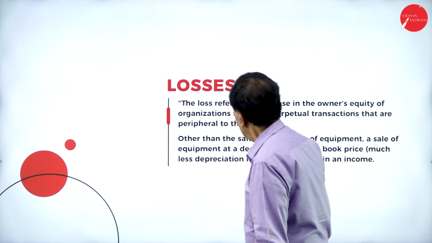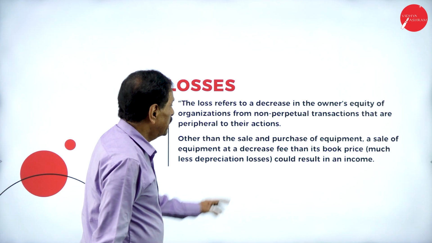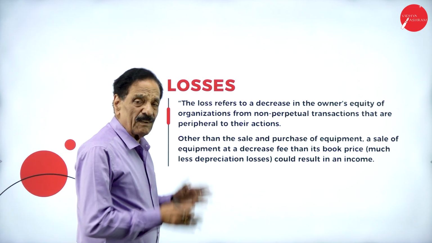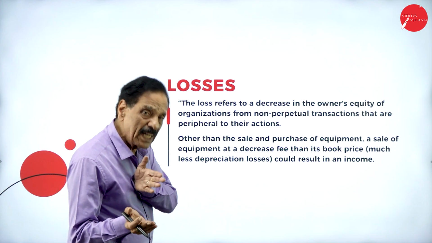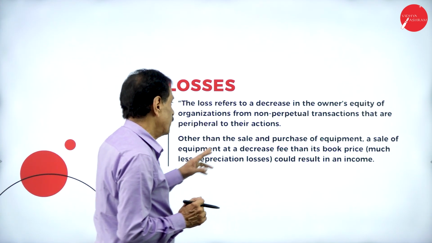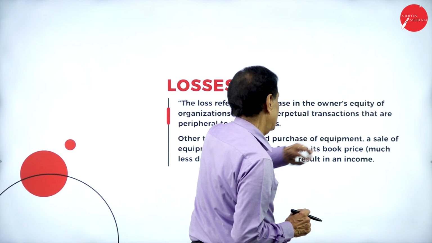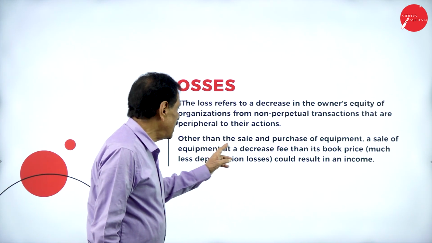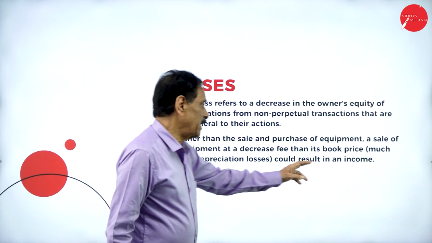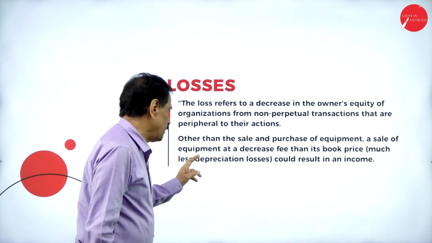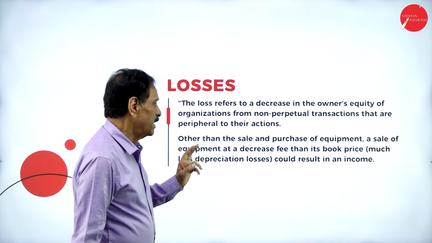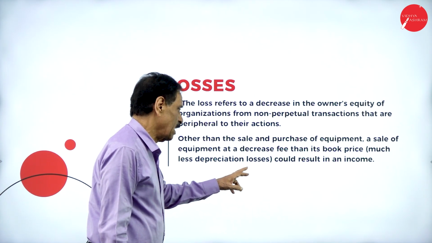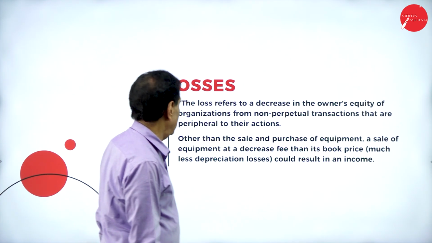Then loss. Loss refers to a decrease in the owner's equity of an organization. If the equity value has been decreased, it is called loss, arising from non-perpetual transactions. Other than the sale and purchase of equipment, a sale of equipment at a lower price than its book price, less depreciation, could result in a loss.